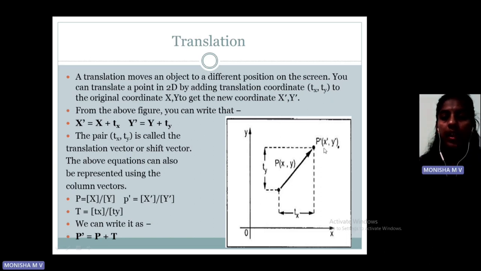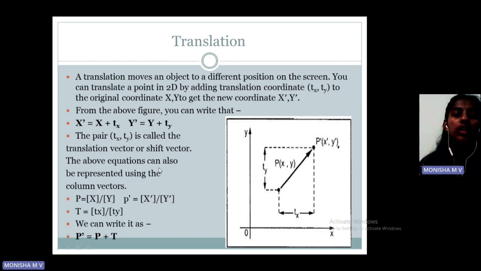We can see here x dash and y dash, where x dash is equal to x plus tx. This is the actual x-axis, and the translation coordinates are tx and ty. That is, x dash is denoted by x plus tx and y dash is denoted by y plus ty. These tx and ty are called the translation vectors or shift vectors.